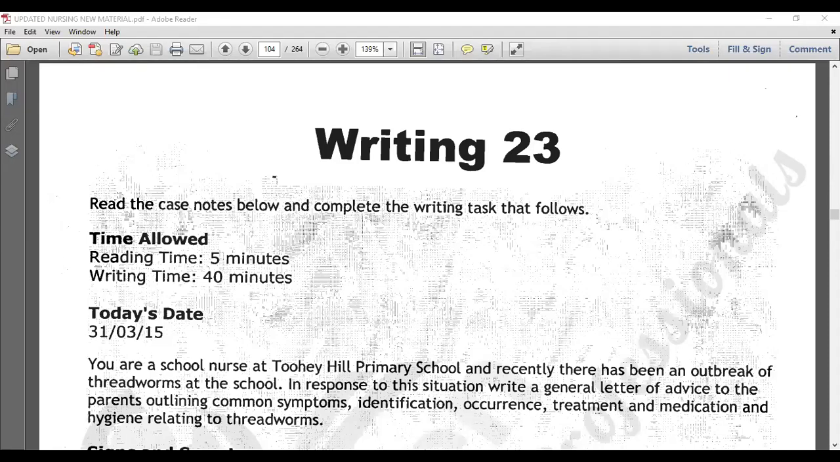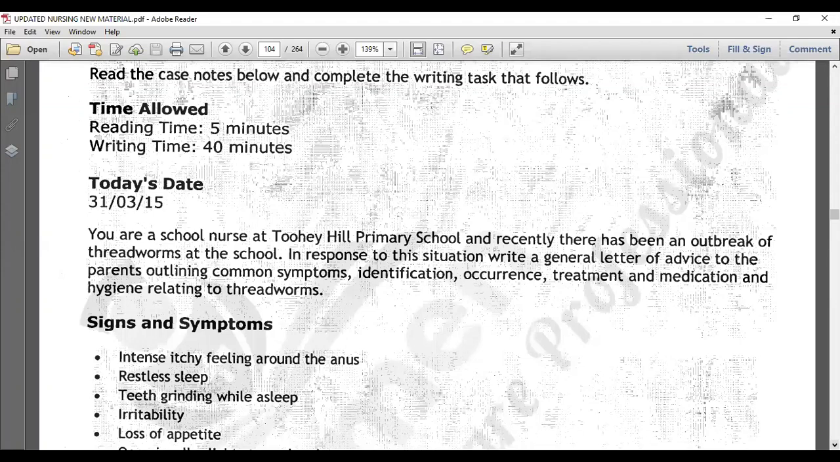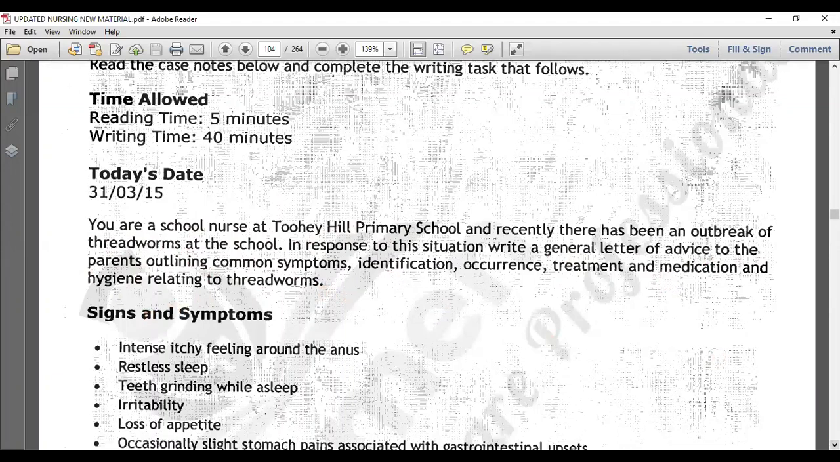Okay. This is the stimulus material for nurses. In a while, I'll bring on screen the stimulus material for pharmacists as well. So the initial notes will give you information about who you are and the context. So it says you are a school nurse at Toohey Hill Primary School, where there is an outbreak of threadworms. You have to write a general letter of advice to the parents, writing about common symptoms, identification, occurrence, treatment, medication, and hygiene relating to threadworms.